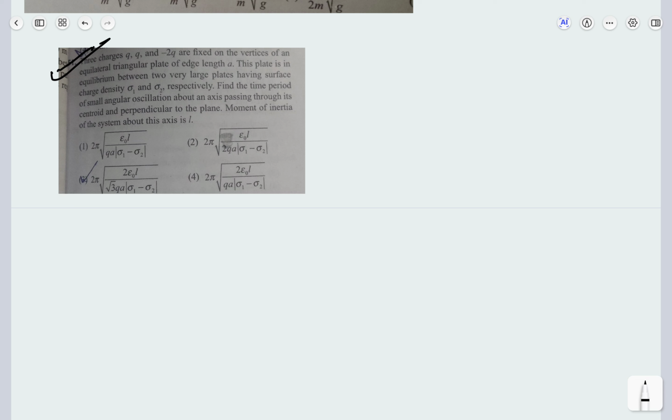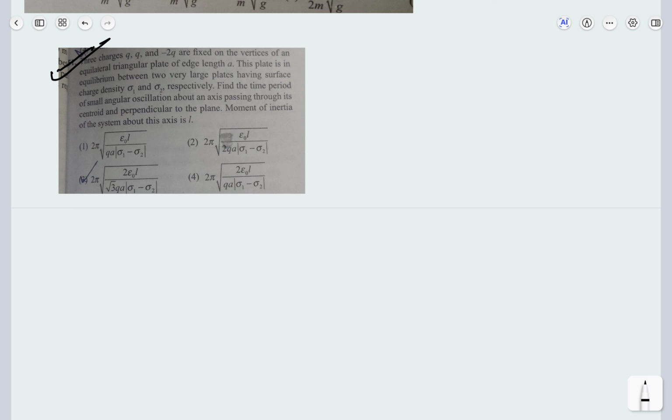Three charges Q, Q and minus 2Q are fixed on the vertices of an equilateral triangle plate of edge length A. This plate is in equilibrium between two very large plates having surface charge densities sigma 1 and sigma 2 respectively. Find the time period of small angular oscillation about an axis passing through its centroid and perpendicular to the plane. The moment of inertia of the system about this axis is I.